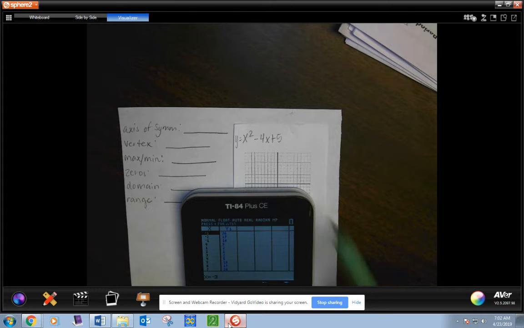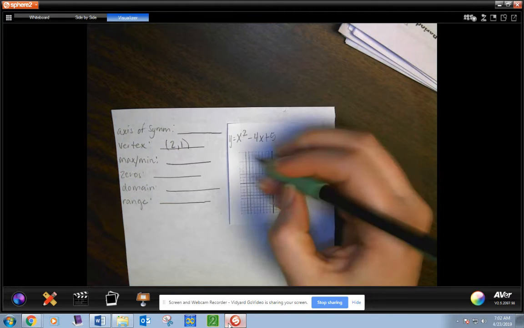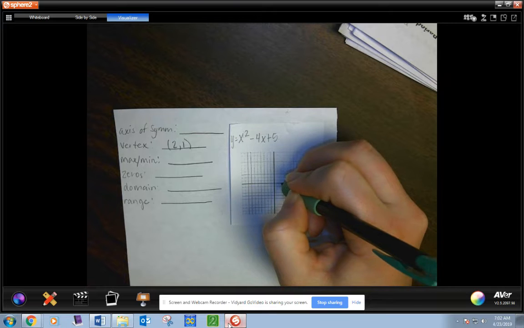Okay, the first thing that I'm going to fill in is my vertex, and your vertex is the point in the middle where that's the only y by itself. So I'm going to put vertex is 2, 1. Okay, I'm going to come over to my graph, and I'm going to go 2, 1 and put a point.